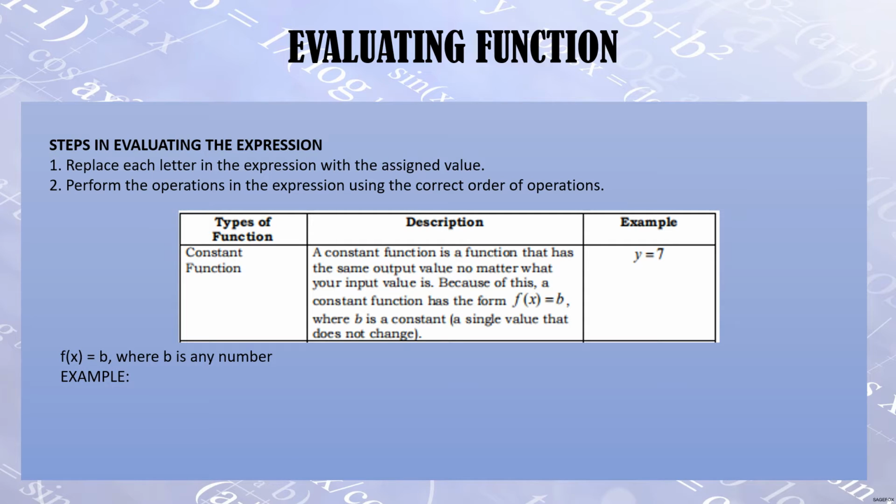Ayan, we have the definition f of x equals b, wherein b is any real number. For example, we have f of x equals 4. Now, what if the value of x is 1? Let's substitute the variable x with 1. As you can see on your screen, we get f of 1 equals 4.